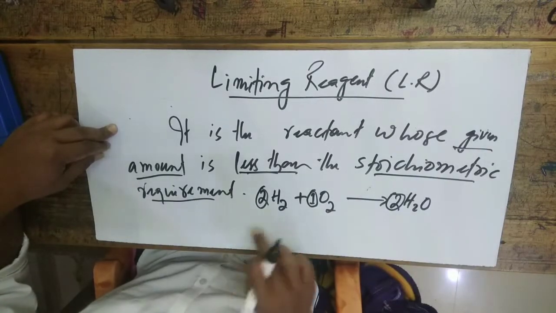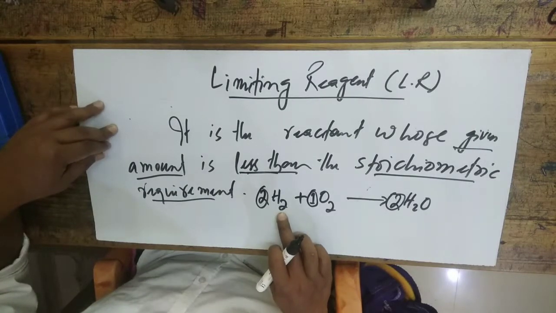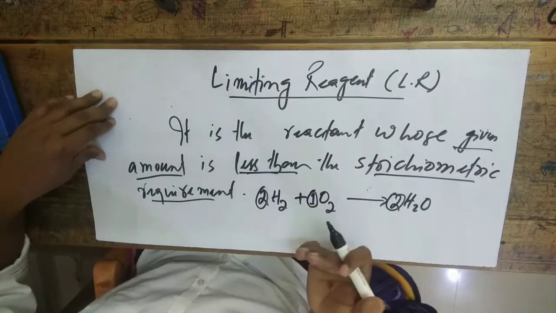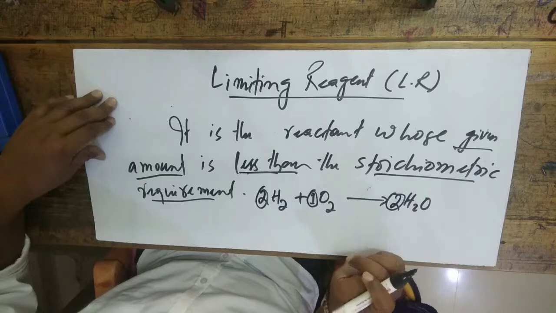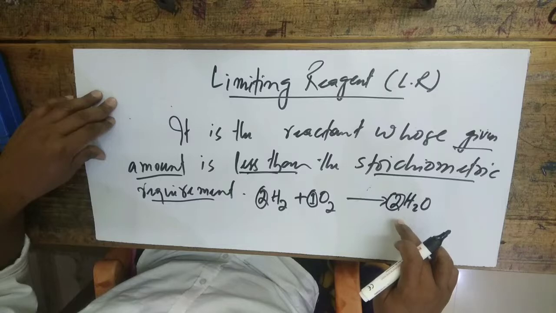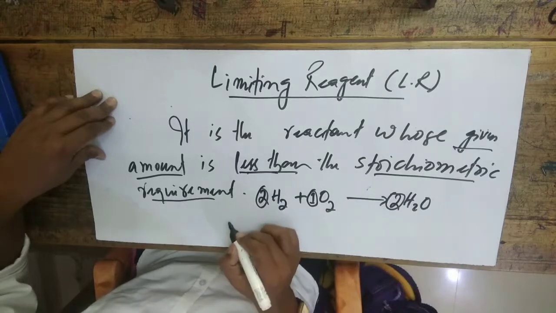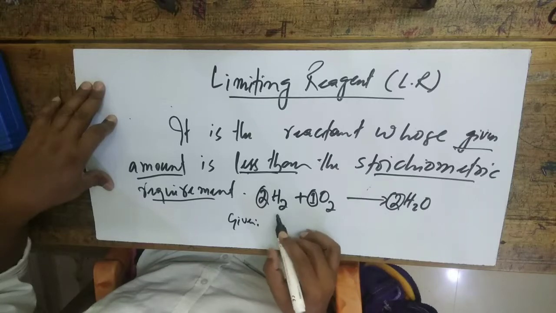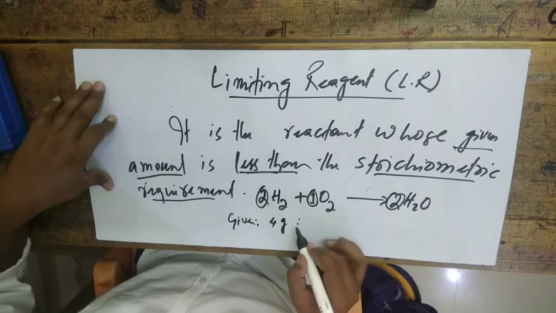Now this stoichiometric coefficient represents the number of moles of the reactants and products. This reaction represents 2 moles of hydrogen reacting with 1 mole of oxygen to form 2 moles of water. In terms of mass, 2 into 2, that is 4 gram of hydrogen reacts with 32 gram of oxygen to produce 36 gram of water.